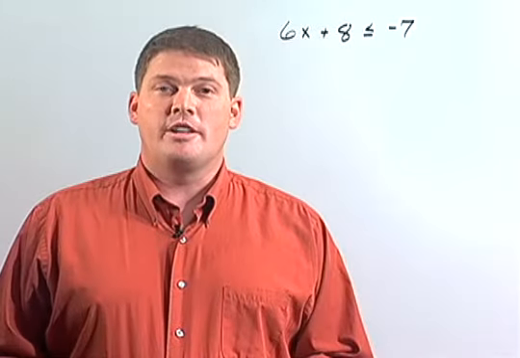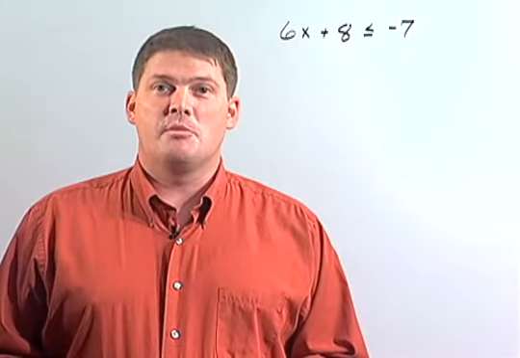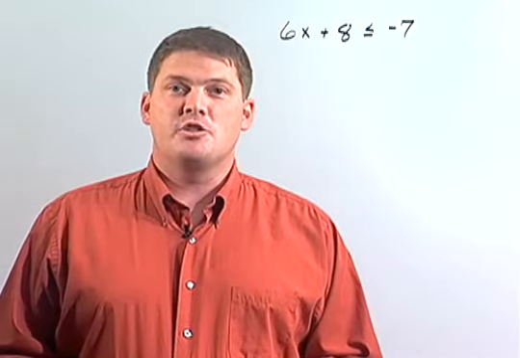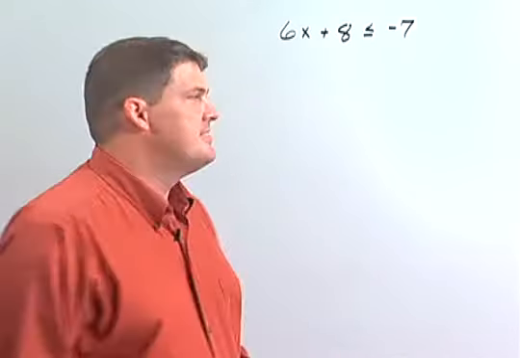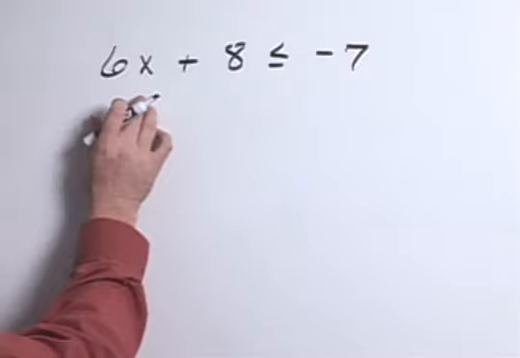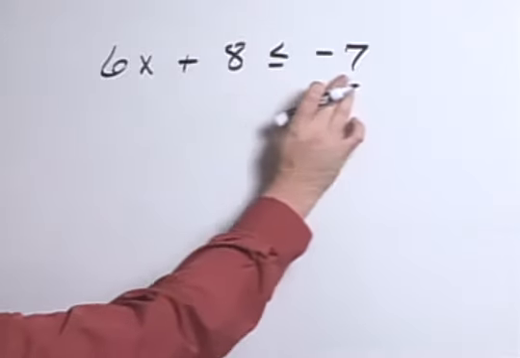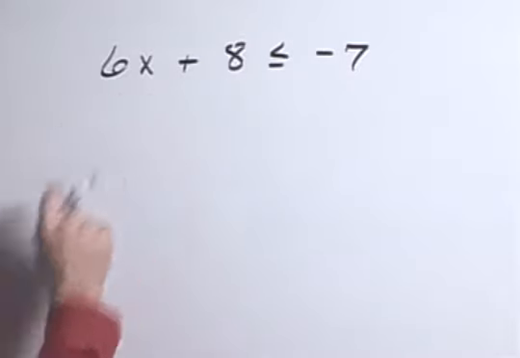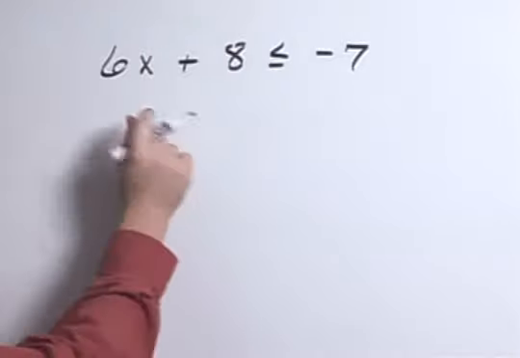Solve the inequality, graph that solution on a number line, and then express that solution in interval notation. Given the inequality, 6x plus 8 is less than or equal to negative 7, we want to solve for x.